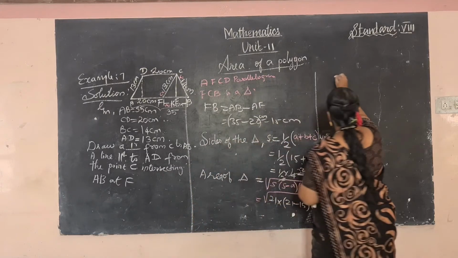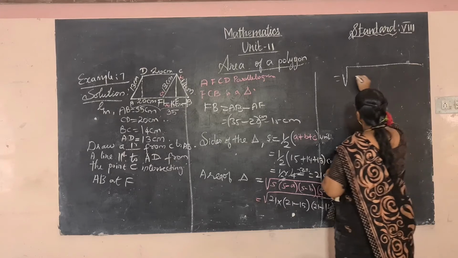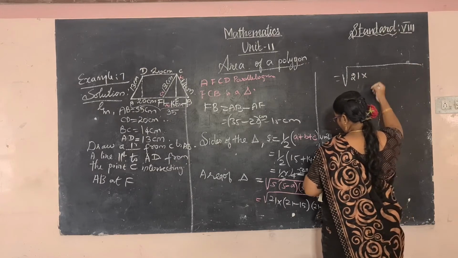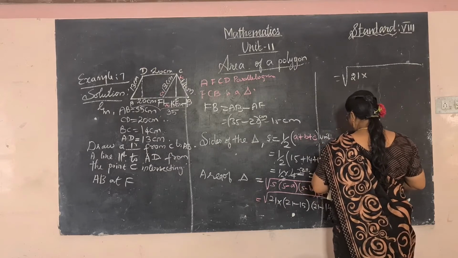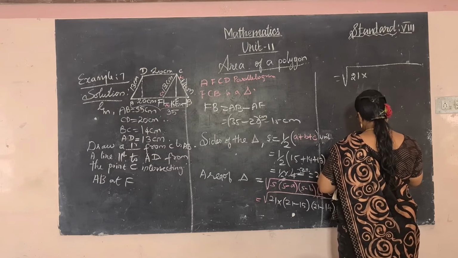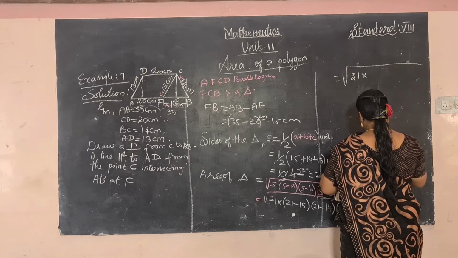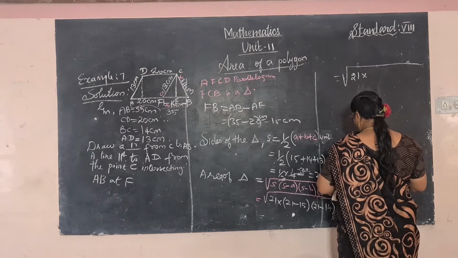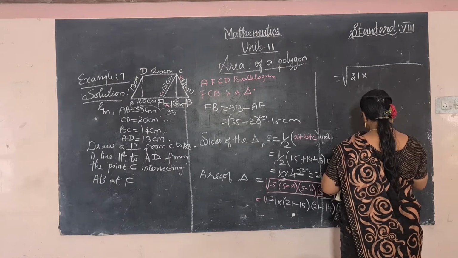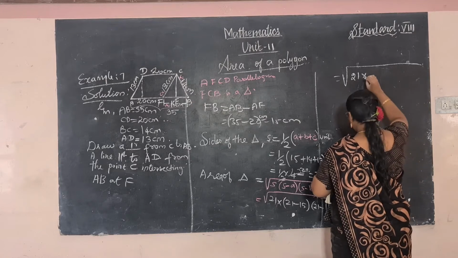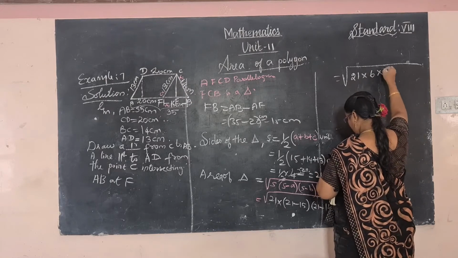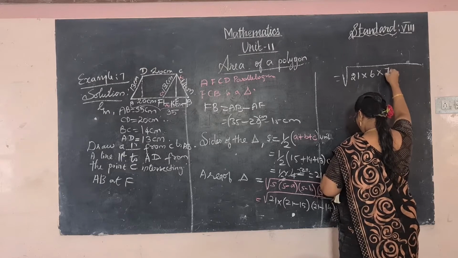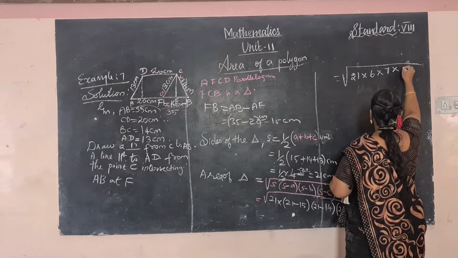Square root of 21, and 21 minus 15 is 6, and then 6 into 7 into 8.